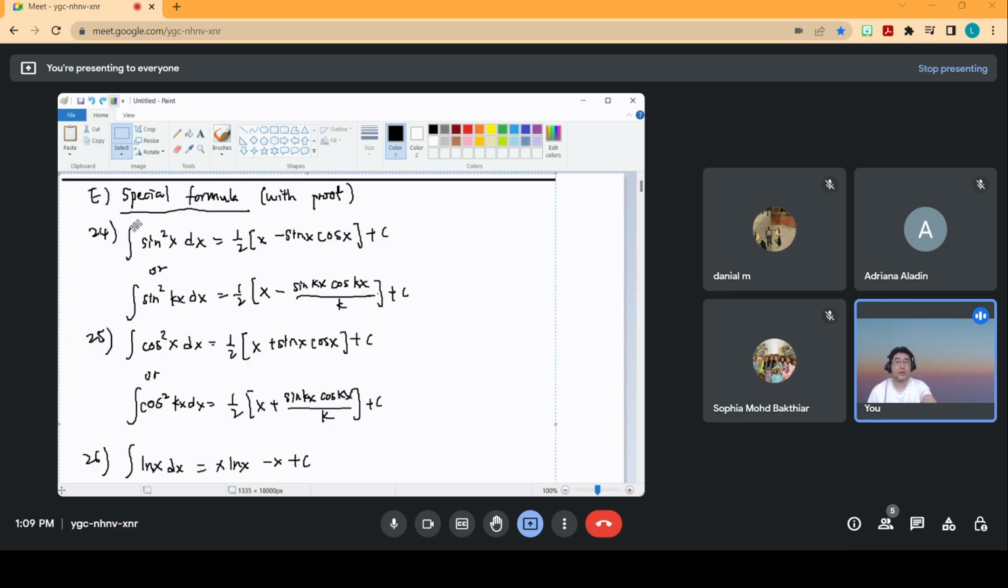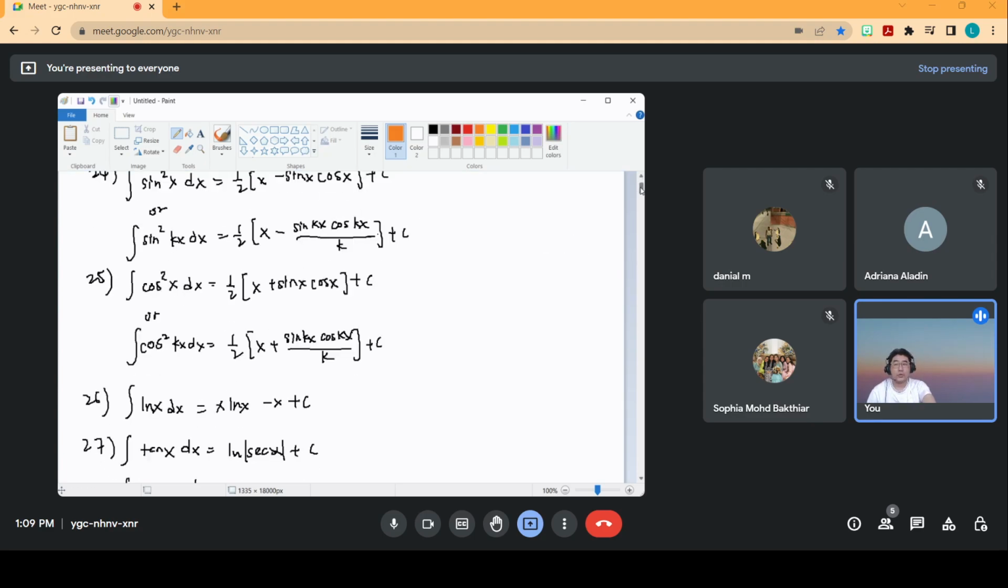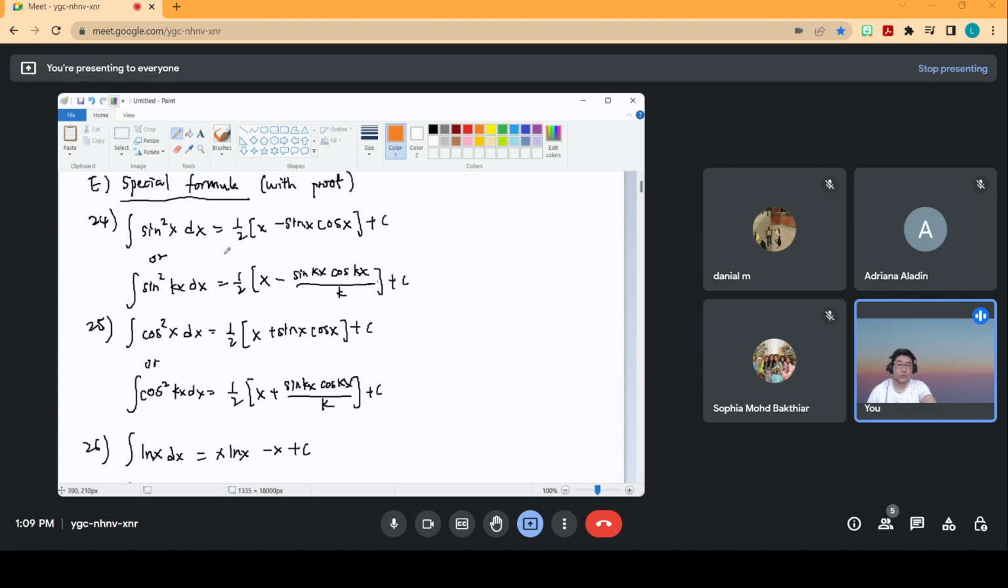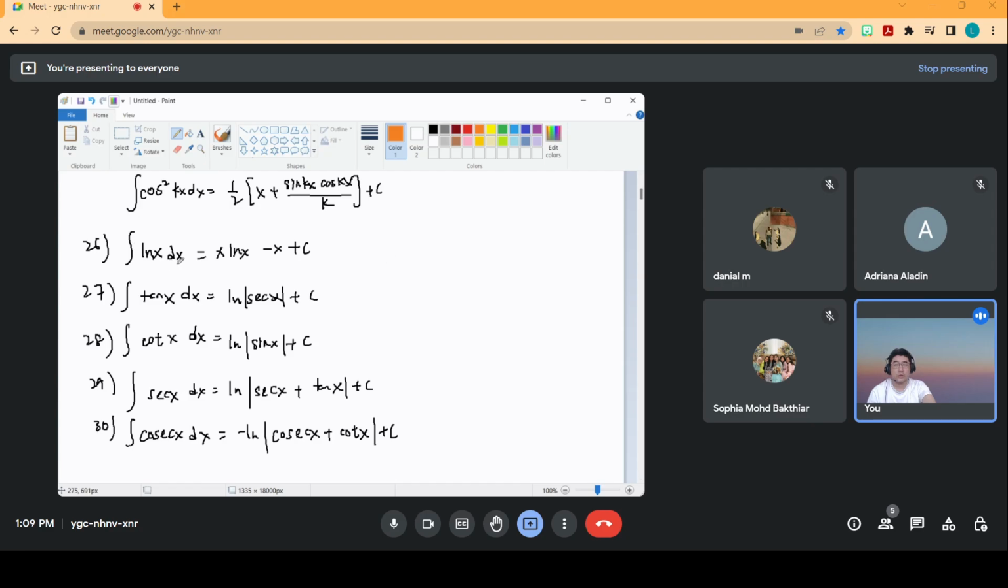Okay, then we will continue with the rule here. The next section, section D, is special rule, special formula with proof. You have 24, a sine square kx, and 25, cos square kx. We have 26 ln x, 27 tangent, 28 cotangent, 29 secant, 30 cosecant.